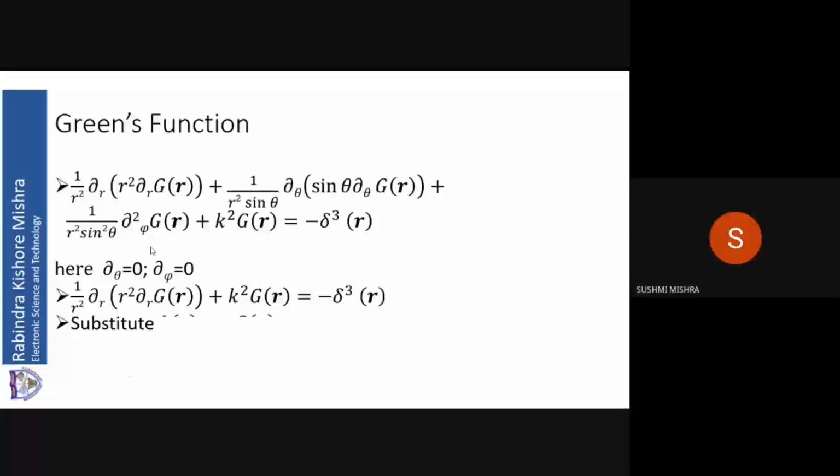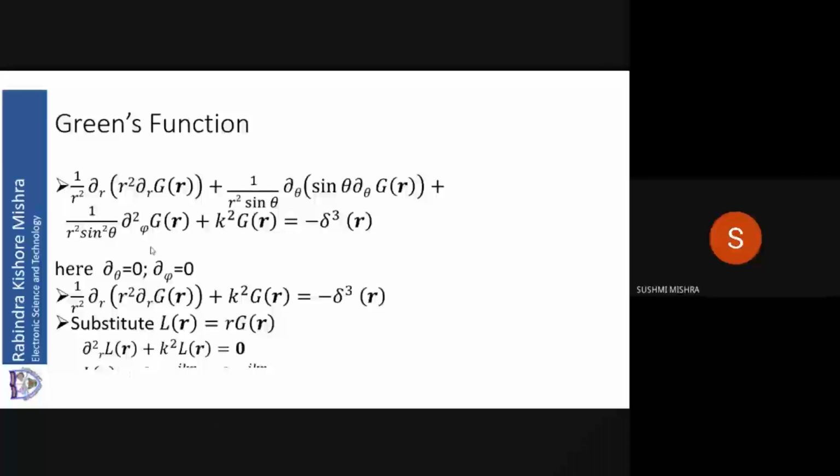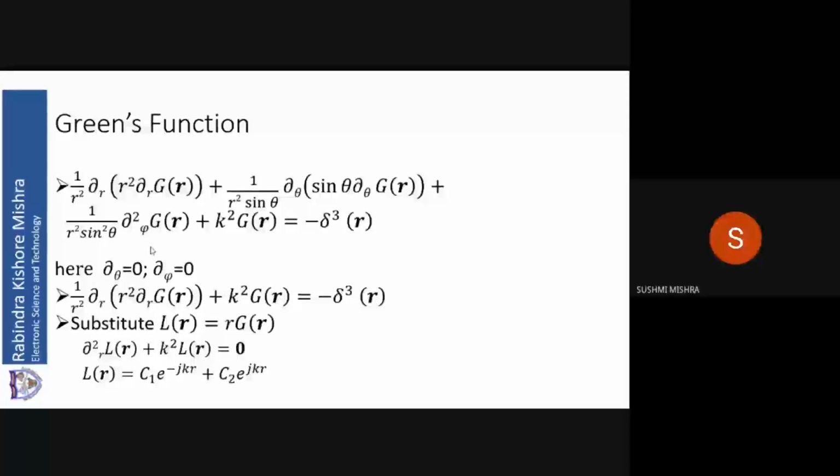For g(r), let me substitute L(r) is equal to r g(r). If I substitute L(r) is equal to r g(r), then this equation will become d square L(r) by dr square plus k square L(r) is equal to 0, which means I have to solve for L(r), which is easy now. The solution is simple. L(r) is equal to C1 e to the power minus jkr plus C2 e to the power jkr. C1 and C2 are two constants.